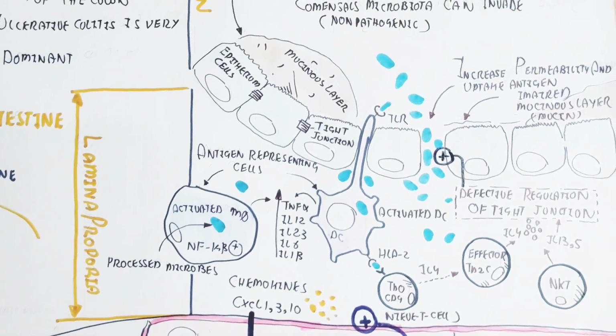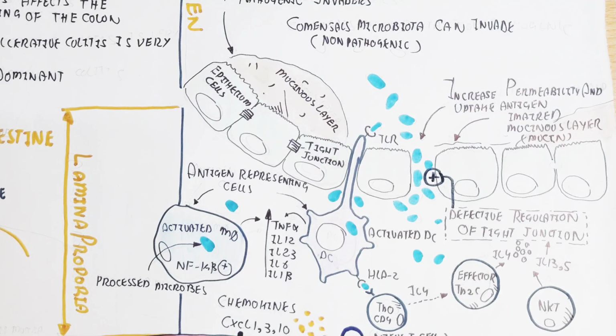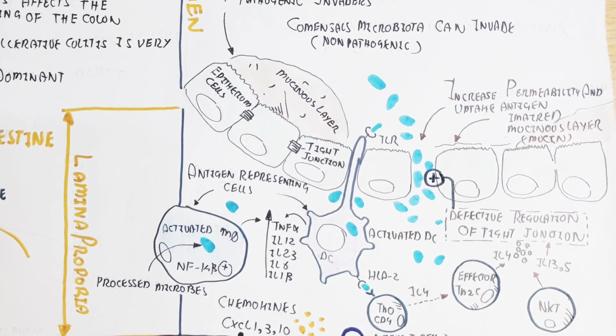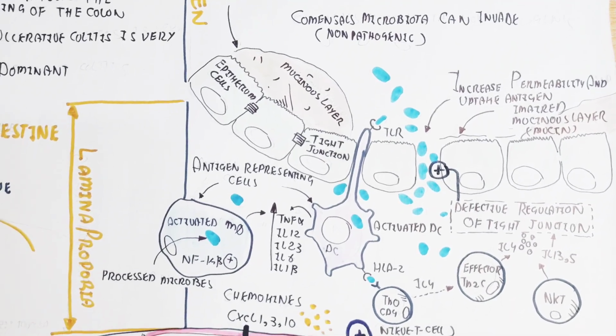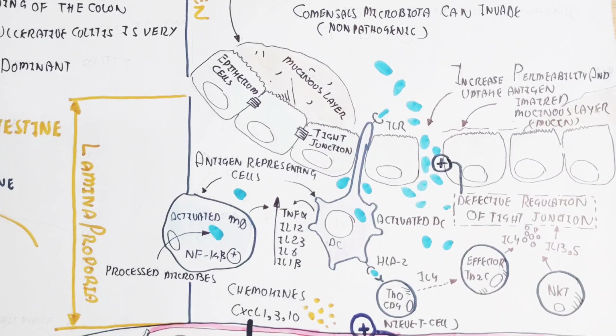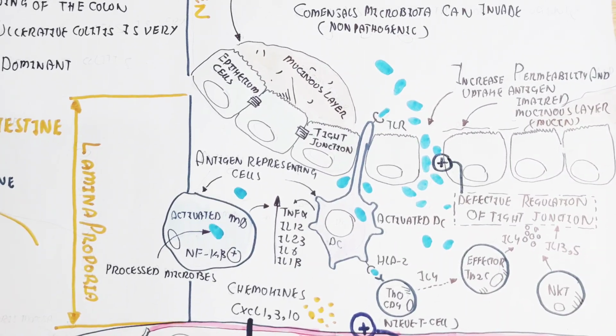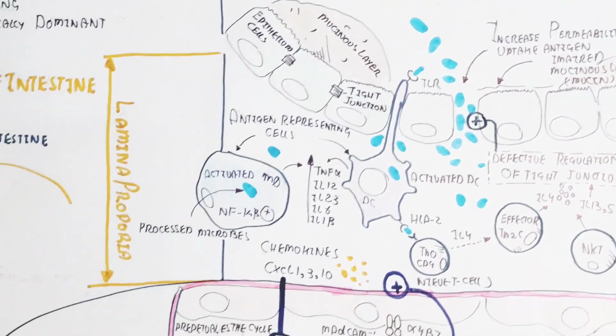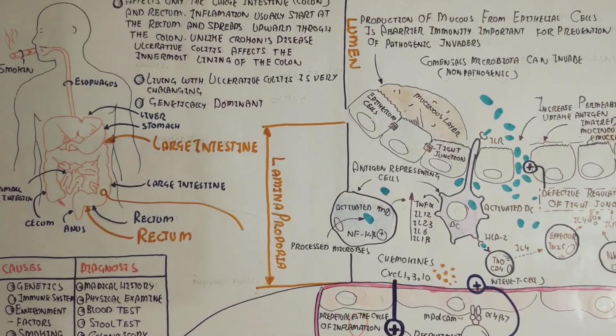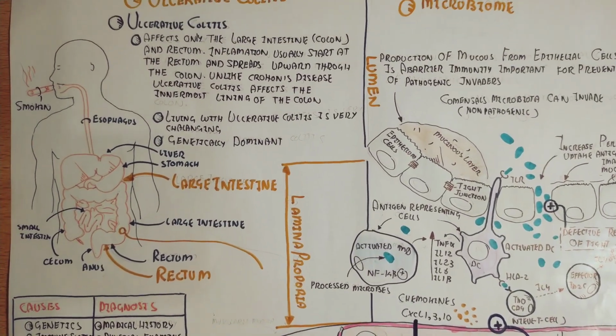Deficiency of T regulatory cell activation leads to this defective regulation of tight junction, which allows permeability of the microbiome into the lamina propria. The cycle continues and the inflammation progresses. I hope this makes sense to you.